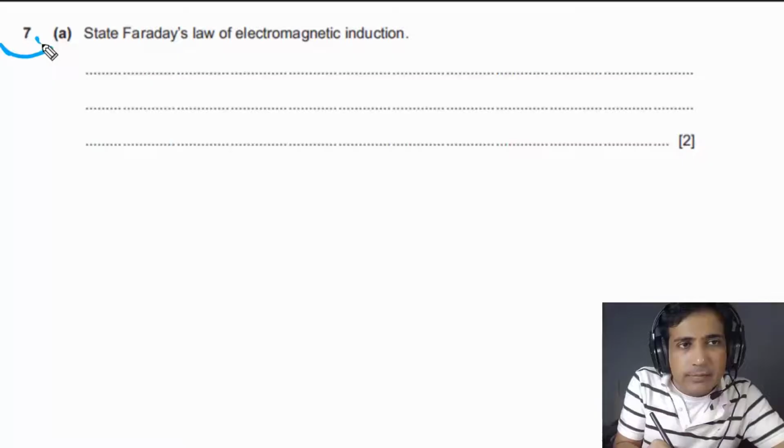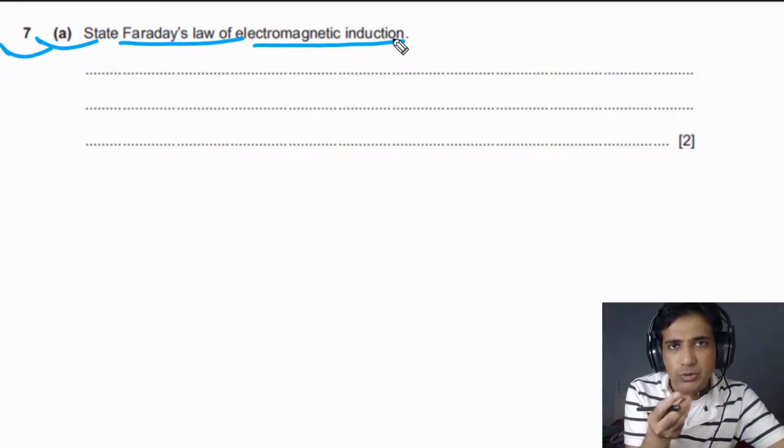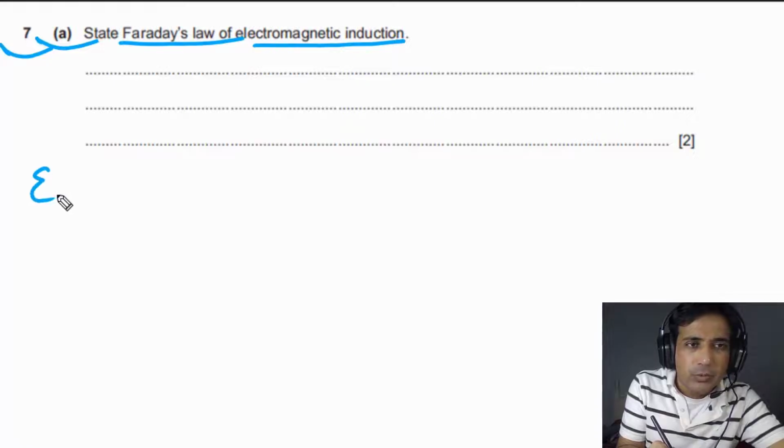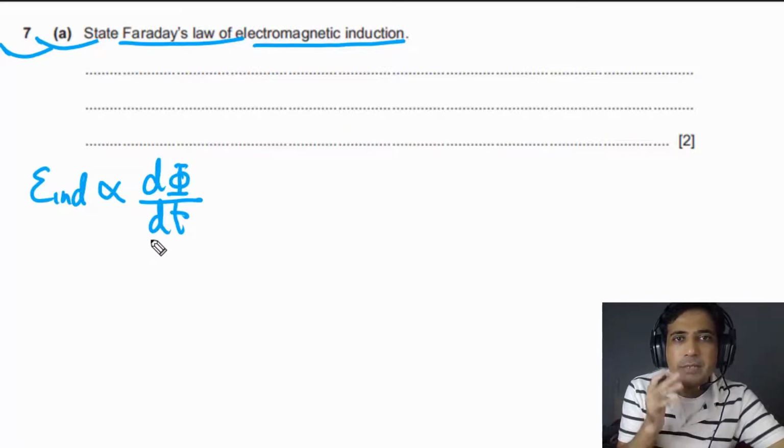For our question number 7, part A, we need to state Faraday's law of electromagnetic induction. Faraday's law simply tells us that the induced EMF is directly proportional to the rate of change of magnetic flux linkage. Or simply, you can write that the induced EMF in a conductor is directly proportional to the rate of change of magnetic flux linkage, meaning dΦ/dt. That's all you need to write down for Faraday's law of electromagnetic induction.